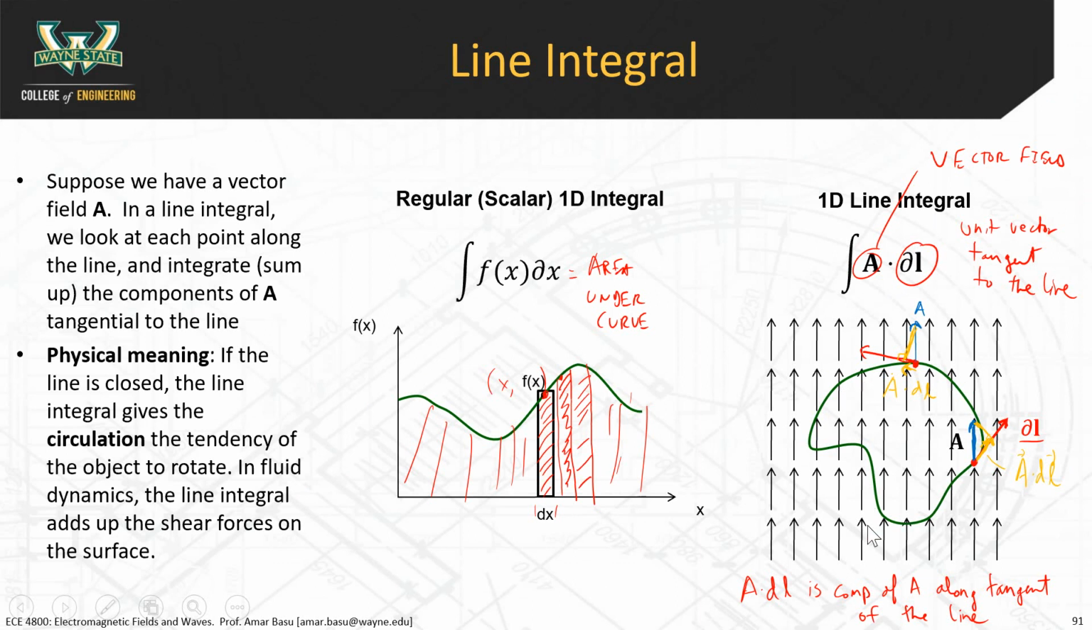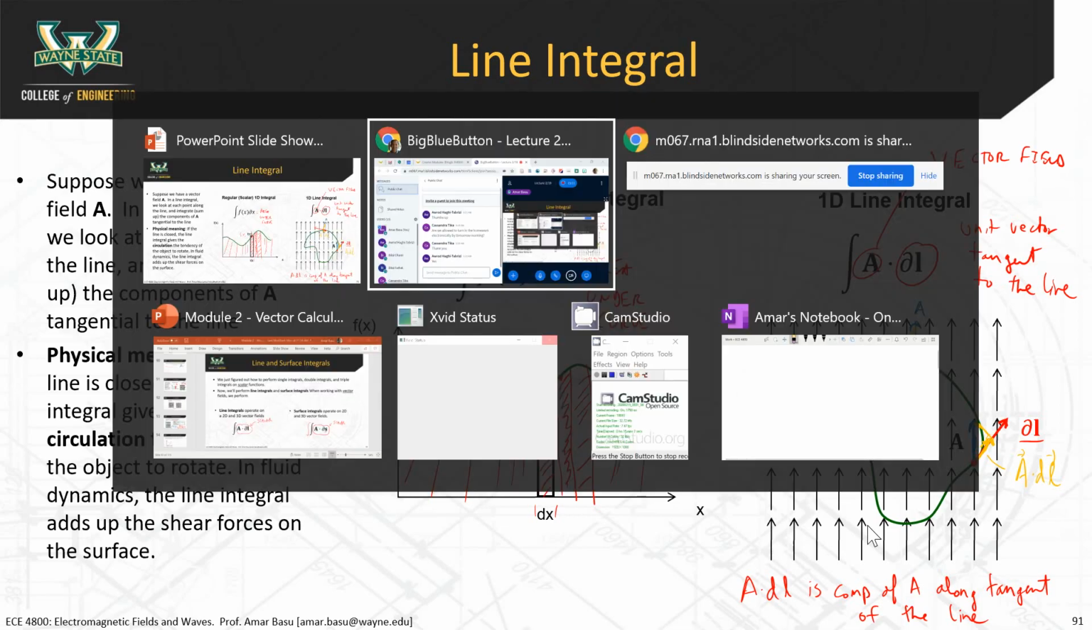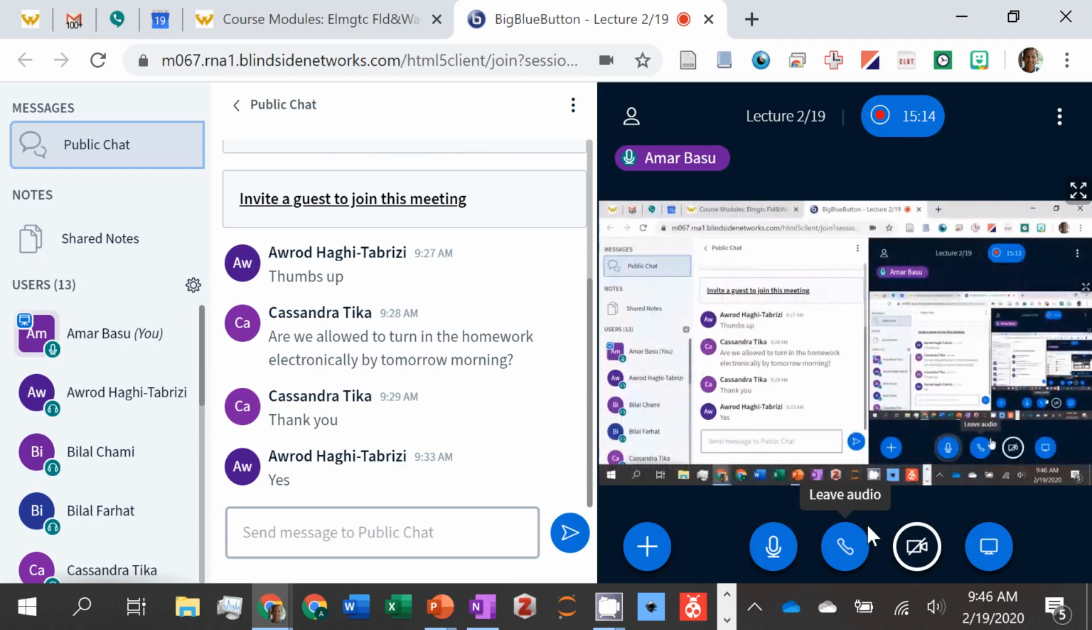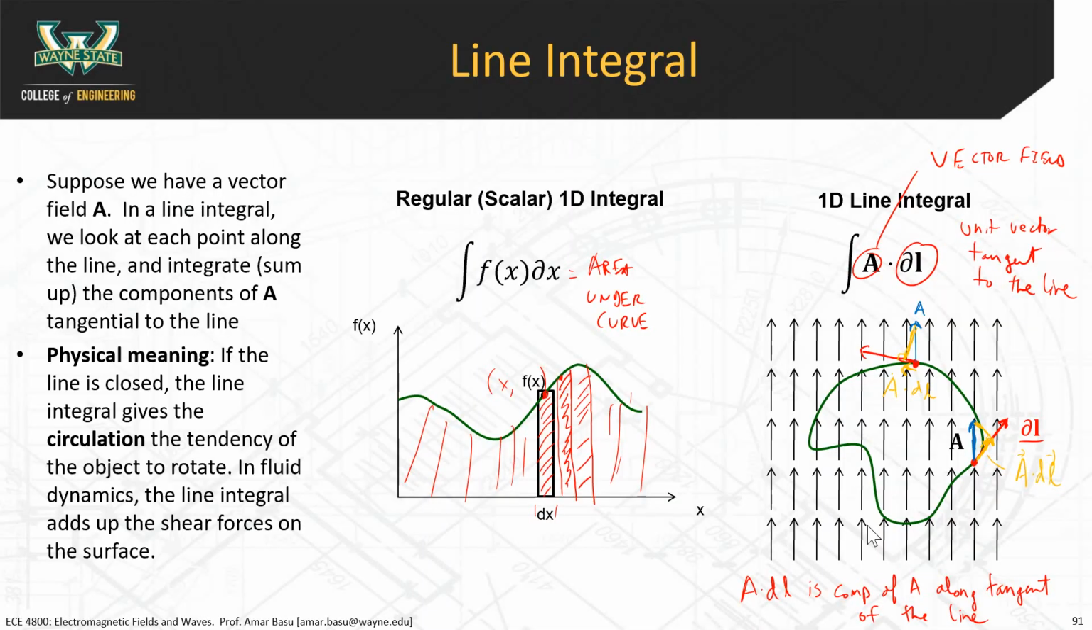So this is a clear difference from the divergence. The divergence represents the net outward flux going through a surface, and this one represents, when you draw a line here, the tendency of the object circumscribed by the line to rotate. Let me check back with any questions here. I don't see anything right now. Please put down the questions if you see them.